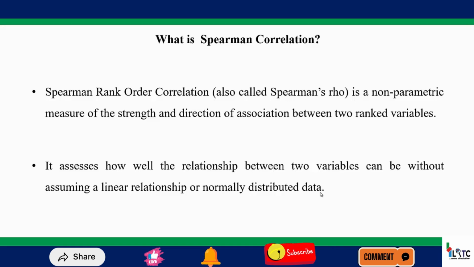So Spearman assesses how well the relationship between two variables can be described without assuming linear or normally distributed data. This one, just like Pearson, looks at the relationship between, for example, income and weight, or study hours and exam scores, and so on and so forth. Two variables where hypothetically you expect a relationship to exist. Then you can make use of the Spearman Rank Order Correlation to check whether the relationship exists, whether it's a positive or negative relationship, or whether the relationship is strong, weak, or moderate.